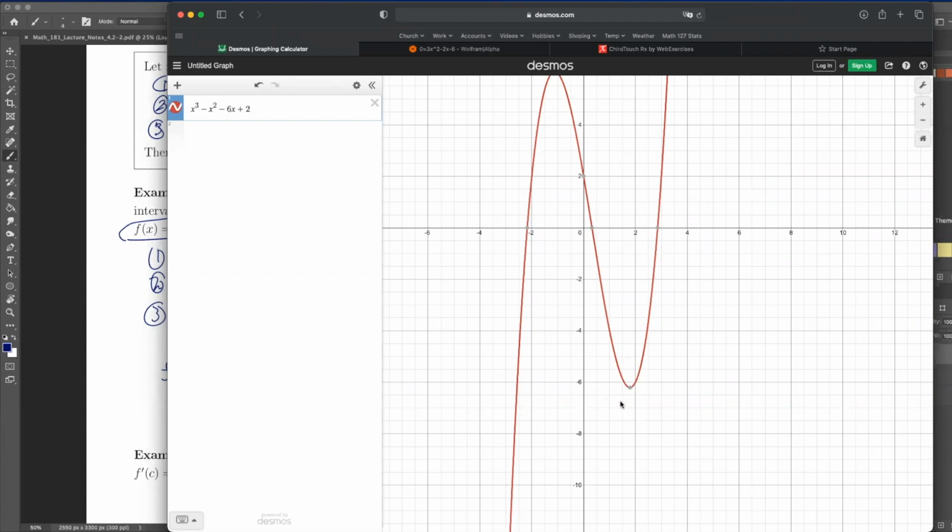Here we can see that we do have a local min. In this case, we do have a critical point, and this one happens to be a local min. And that's the whole point of Rolle's theorem.